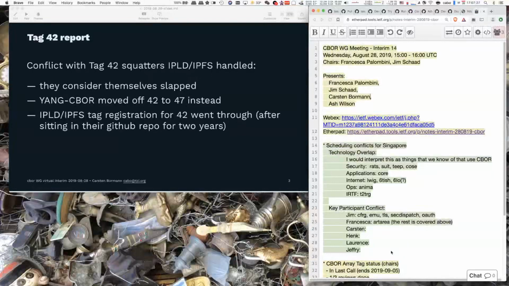Yes, so first item on the agenda, something that I forgot to put on, was about the conflicts for the Singapore meeting for CBOR. So me and Jim have started talking about this. We have a couple of working groups that we have added so far. We would like at least our editors and more active participants to tell us what their conflict is, if they are not already covered.